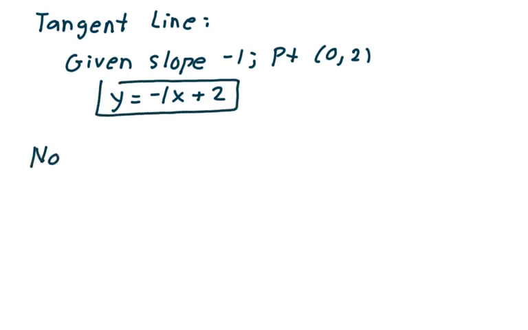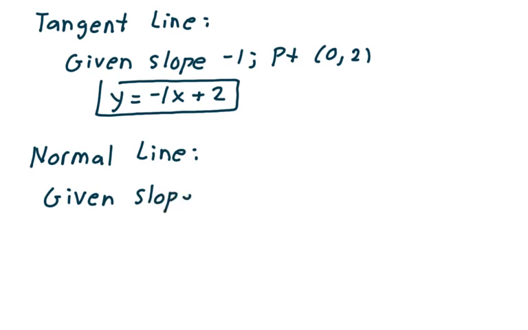Now, what's the normal line? Well, we want the negative reciprocal, right? And so we're going to be given the slope of 1 with point (0, 2). And so y equals 1x plus 2.